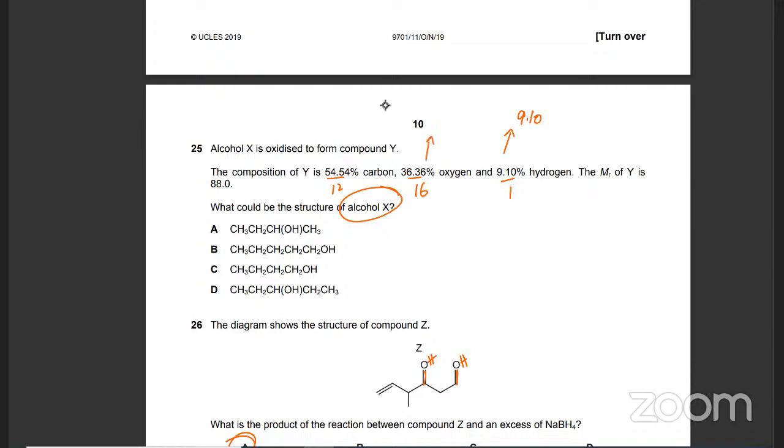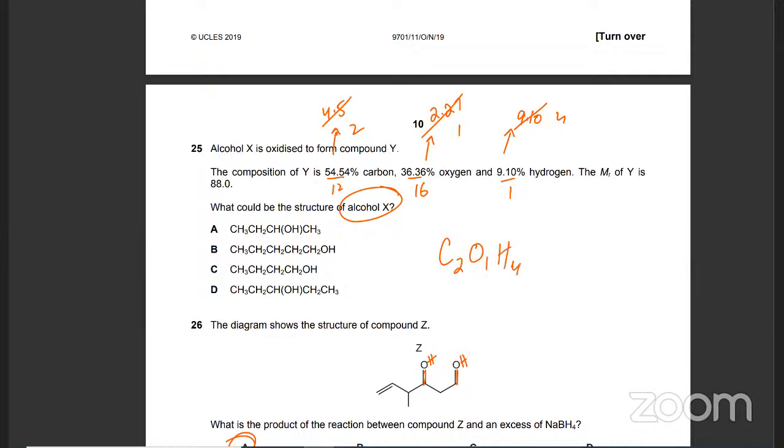What is this? 4.5 for the carbon. For the carbon, it's 4.5. And for this one, it's 2.27. So I guess divide by the smallest, this will come out to be 1, this will come out to be 2, and this will come out to be 4, right? Is this what you're getting? Yes, sir. This is C2O1 and H4, right?